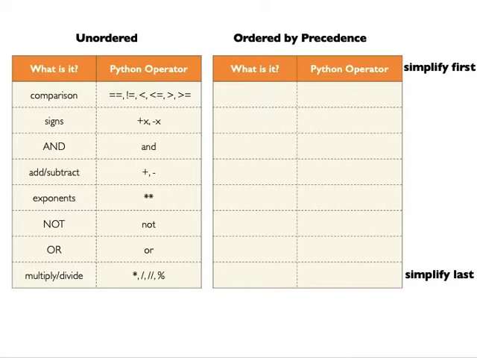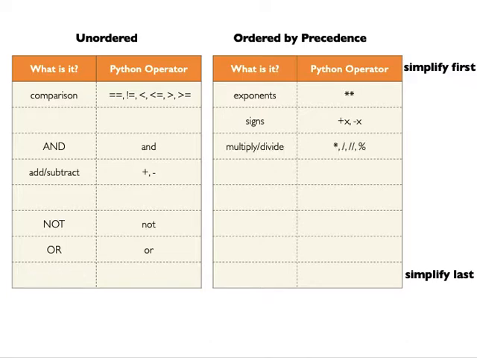So first is going to be exponents. That's right, we evaluate exponents first. And remember, ** is the operator that we use in Python for exponents. Next, we should evaluate signs. Even though you see a plus sign here in front of the variable x, we don't normally do that. It is allowed, but you will often see just a single negative sign in front of a variable that stands for the opposite value.